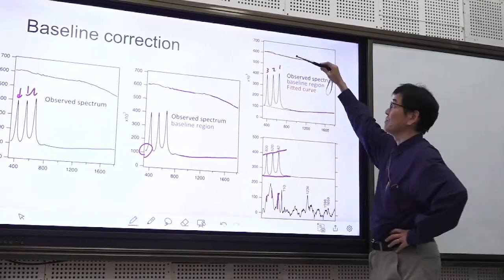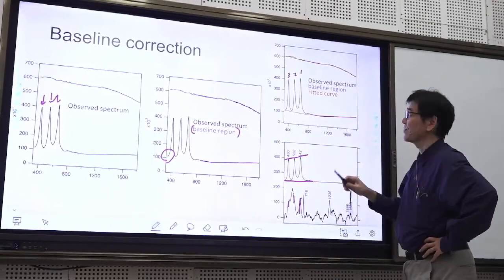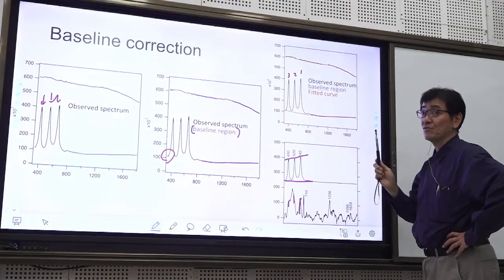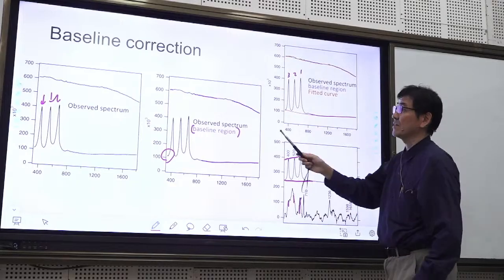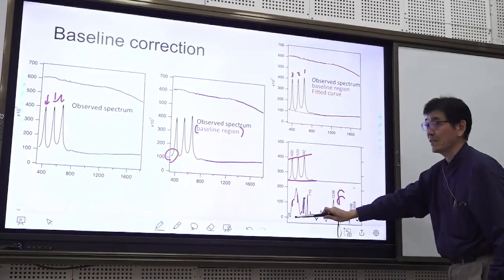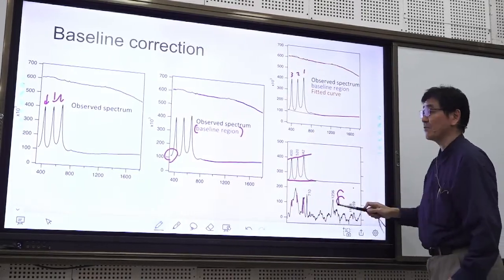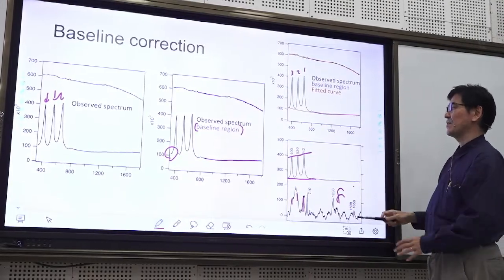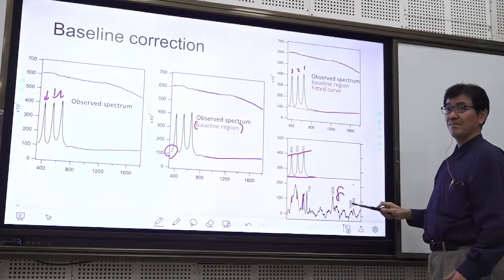Again, this is a tentative baseline correction. I should repeat the experiment, and if I get a better spectrum and the result is the same, then we should discuss why the intensity is different. And if this changes, then the intensity should be the same. Okay. Thank you, sir.